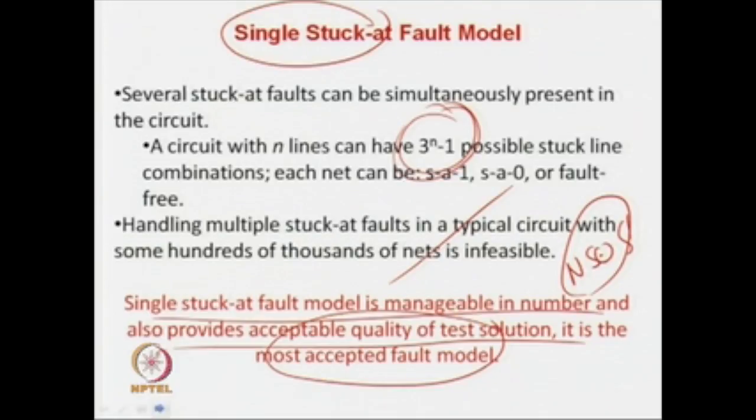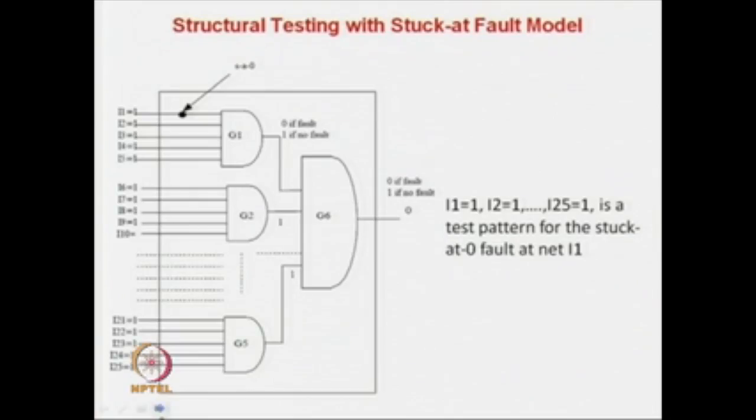So that is why the single stuck-at fault model gives only 2n faults, where n is the number of nets in the circuit, and the accuracy is also 99.9% plus. People have found that the single stuck-at fault model is a very good and widely adopted fault model. So in all future discussion we will be using the single stuck-at fault model.